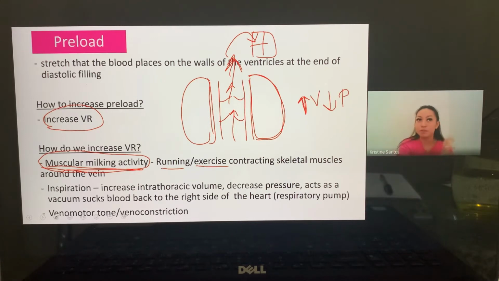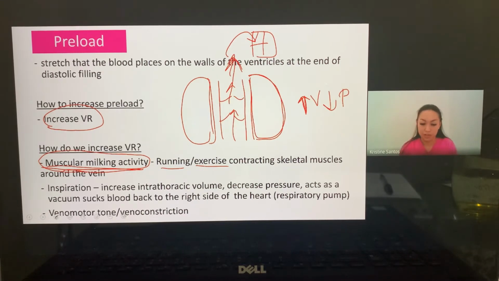And this decrease in pressure acts like a vacuum. It tries to suck blood back into the right side of the heart. So that's what happens during inspiration, and this is called the respiratory pump. Just to say that again, when we take a deep breath, our lungs expand, so there's more volume in the thoracic cavity, and that leads to a decrease in thoracic pressure. That creates a vacuum effect that draws blood back into the right side of the heart. So that increases your venous return, and that increases your preload, okay?